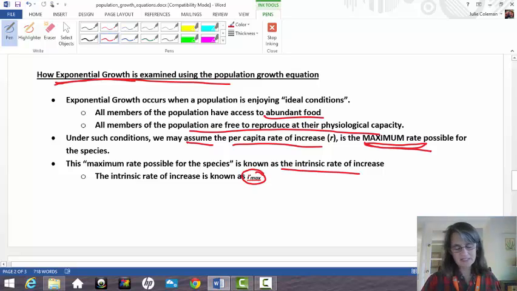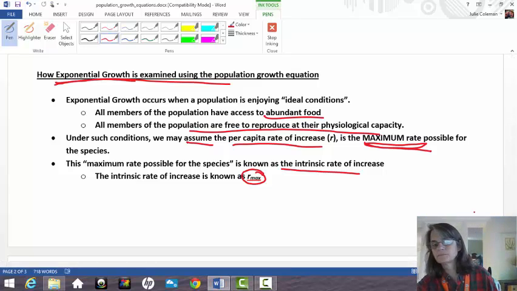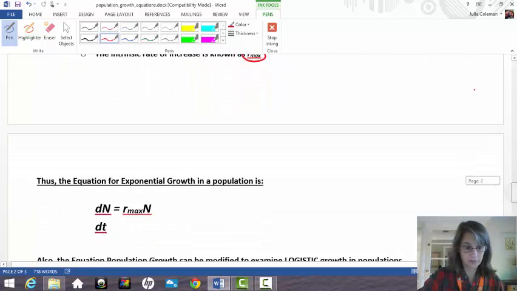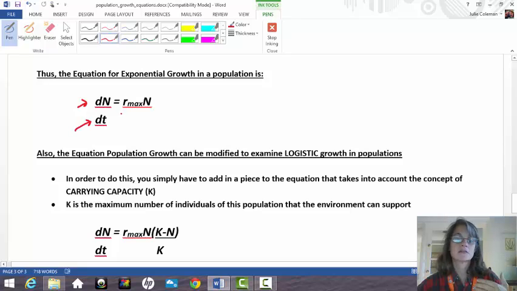So what's the fastest rate possible for this species of organism to reproduce, okay? So that's going to lead us into an exponential growth direction. So the equation for exponential growth in a population is just what we've been talking about. Change in the number in your population over some period of time is going to be equal to this maximum per capita growth rate times however many actually started out in your population. Okay?